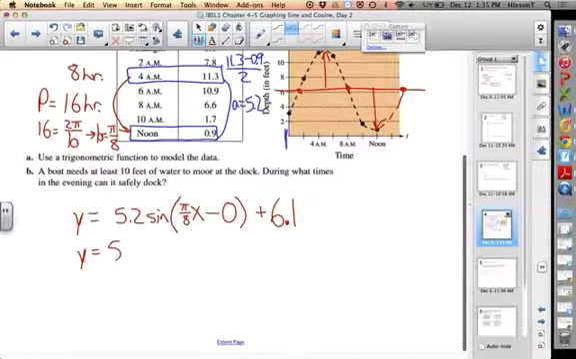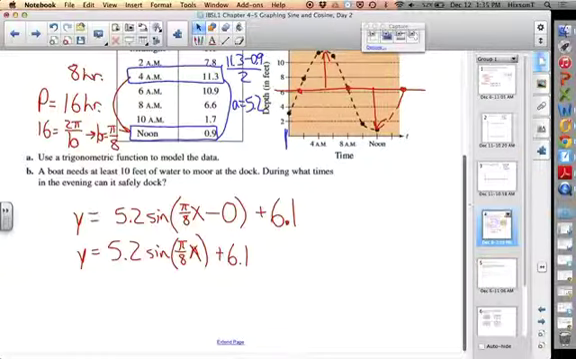But this does give us a good model. y equals 5.2 sine of pi over 8 x plus 6.1. Why does it start from 4 to the end? We just pick the highest and the lowest. Every time we pick from 4, yeah, and we're just going on our measurements, okay? We don't know for a fact those are the deepest and shallowest the water is, but that's just what we have measured.